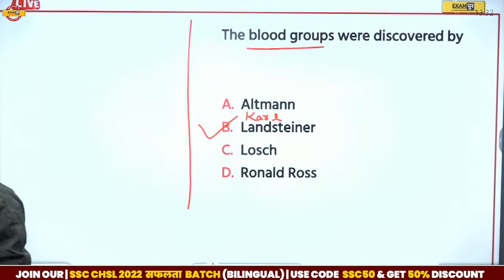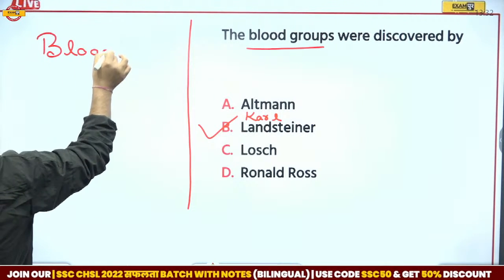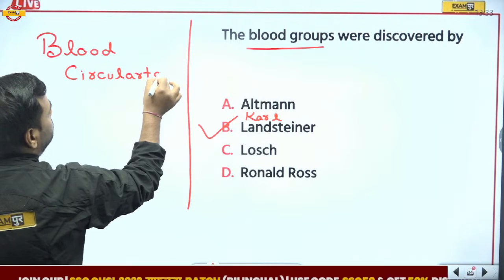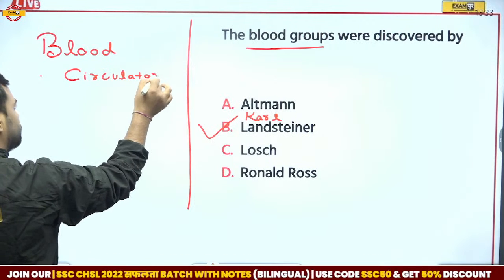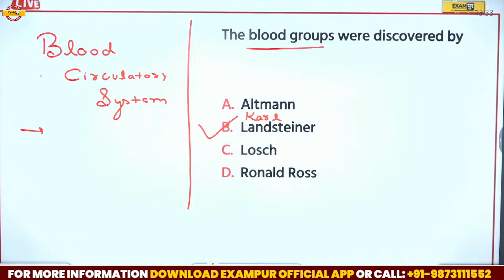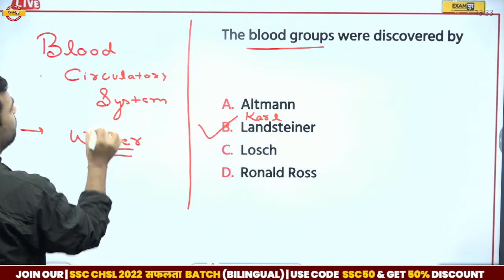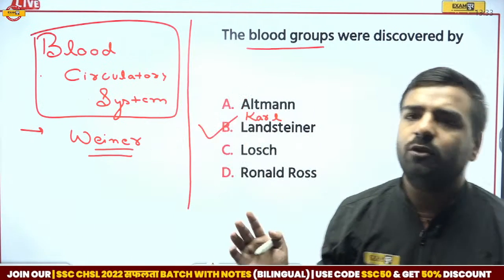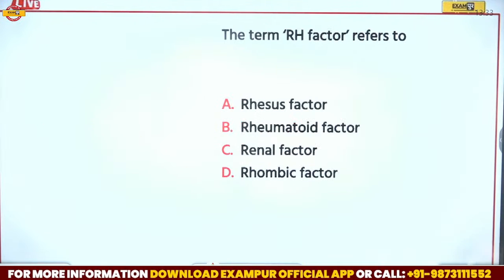Now there is one more question which is asked. Who discovered the blood circulatory system? Remember, he was Wiener. Wiener was the one who discovered the blood circulatory system. Actually, he experimented on the horse. And if someone asks you about blood groups, they were discovered by Karl Landsteiner. Okay, let's move forward with the next question.